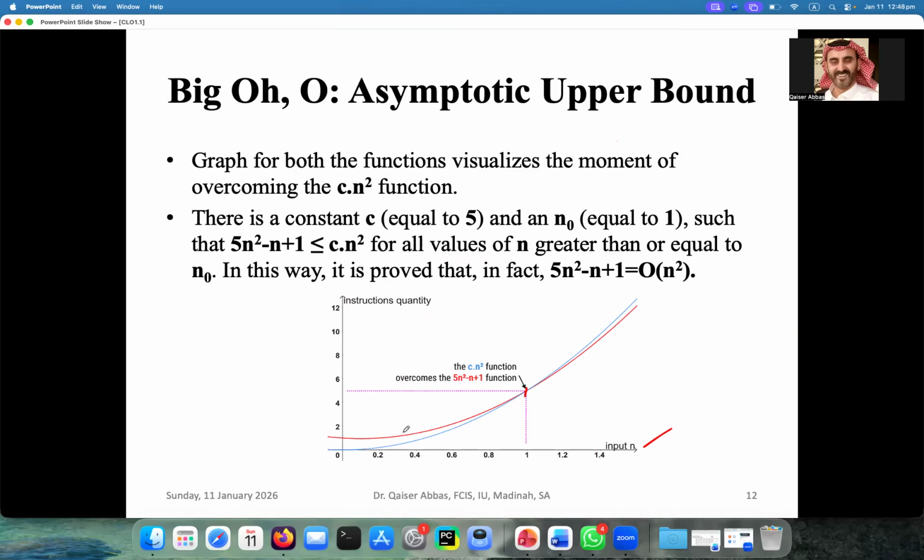Before that, here f of n is larger and g of n is lower. But after this n0, and with that constant, this situation is changed. G of n is higher, and f of n is always equal or less. So for this constant C, which is equal to 5, and n0, which is equal to 1 in the table, n0 is that point where you are meeting the minimum condition.